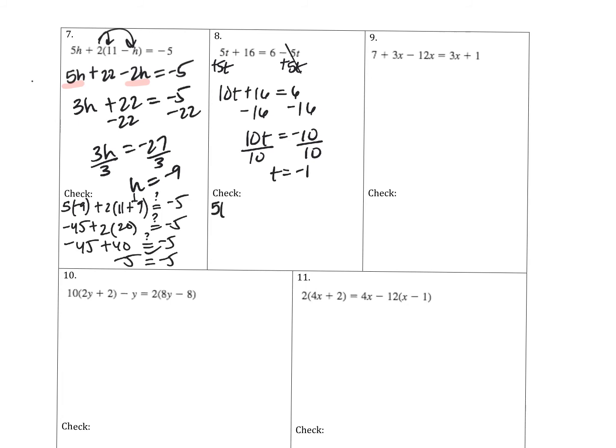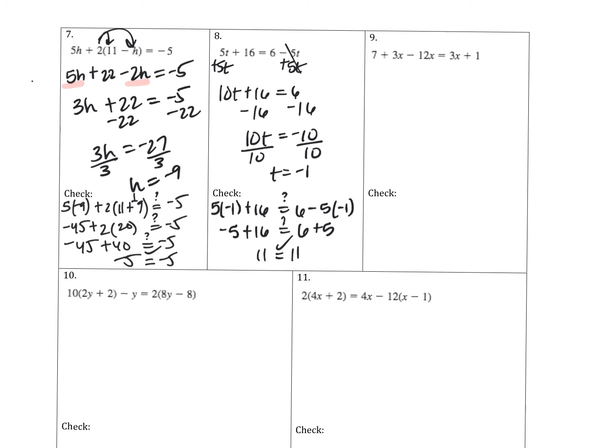Let's check. 5 times negative 1 plus 16. Does that equal 6 minus 5 times negative 1? Negative 5 plus 16 is equal to 6 minus 5 times negative 1, which is plus 5. 16 minus 5 is 11, and 6 plus 5 is 11. So that's true.